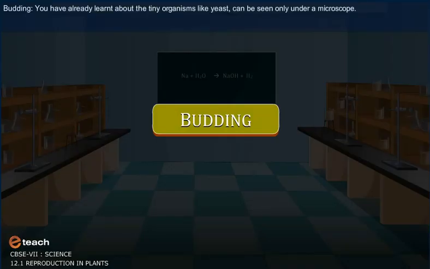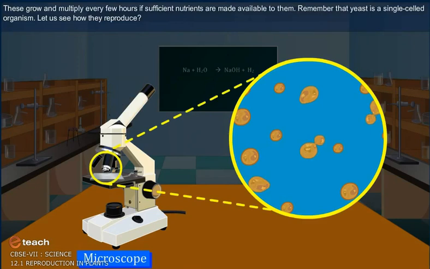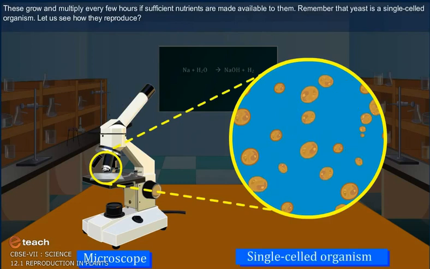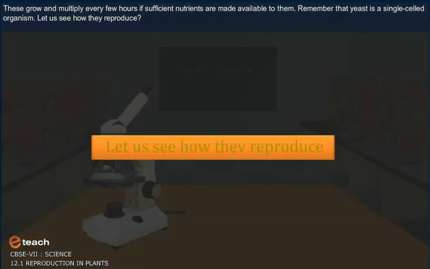Budding. You have already learnt that tiny organisms like yeast can be seen only under a microscope. These grow and multiply every few hours if sufficient nutrients are made available to them. Remember that yeast is a single-celled organism. Let us see how they reproduce.